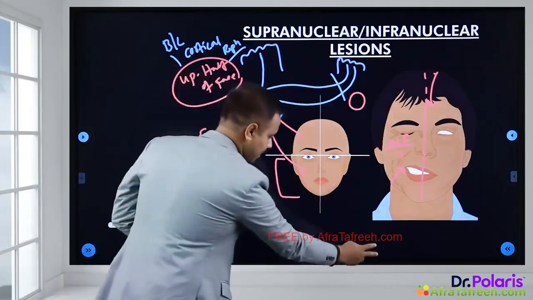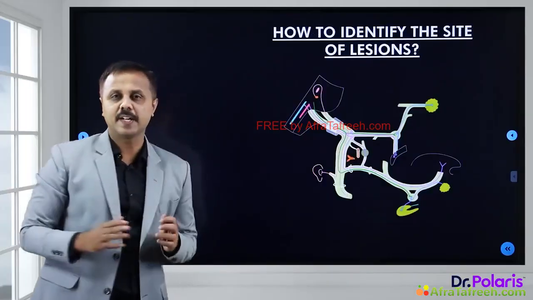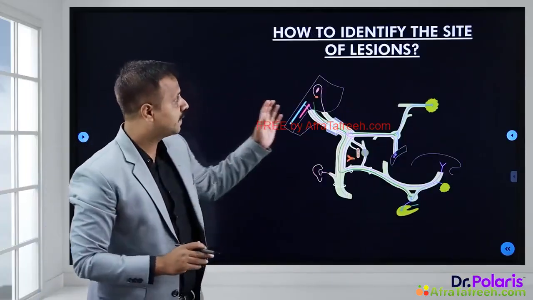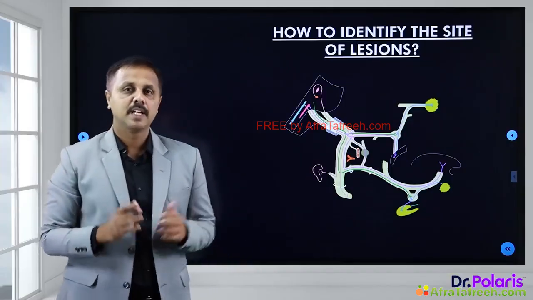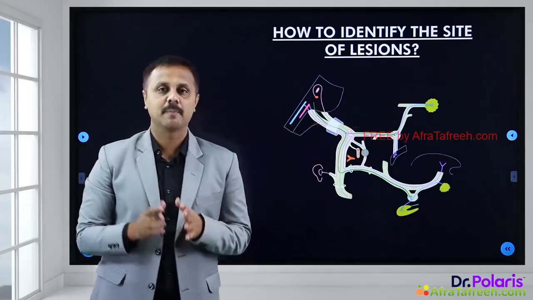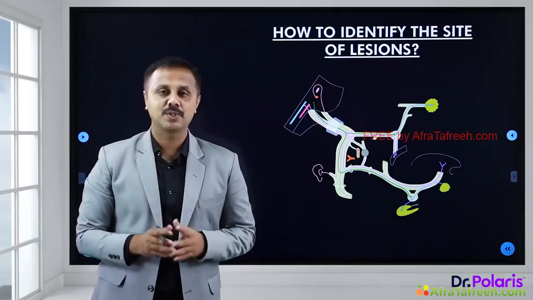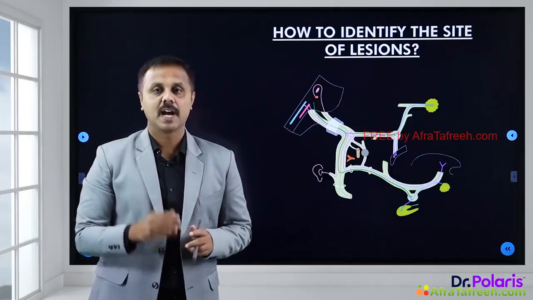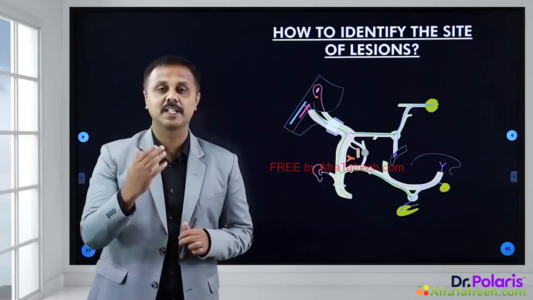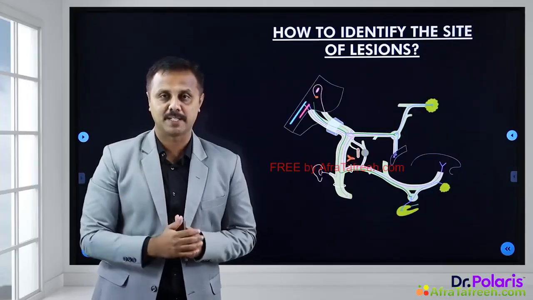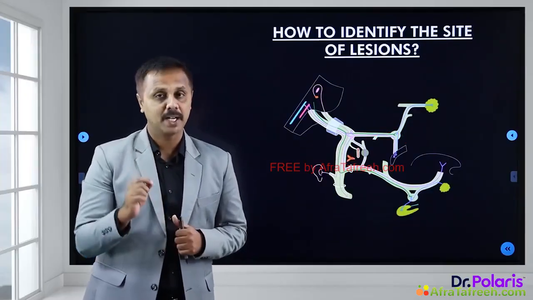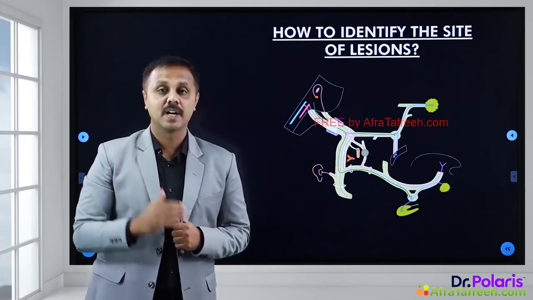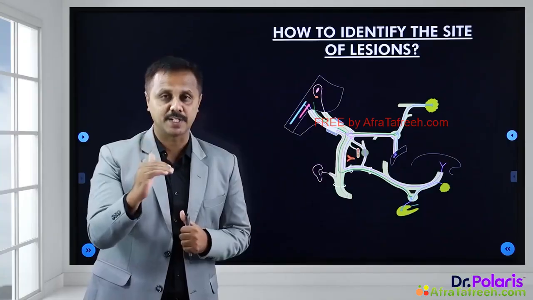Once we have learned this, let's try to focus on how to identify the site of lesion. Imagine you are sitting in your clinic, a patient walks in and complains of weakness of muscles of the face, and as you see him, you can see that this is a clear-cut case of facial nerve palsy, right? But what you need to identify is, what is the exact site of lesion?